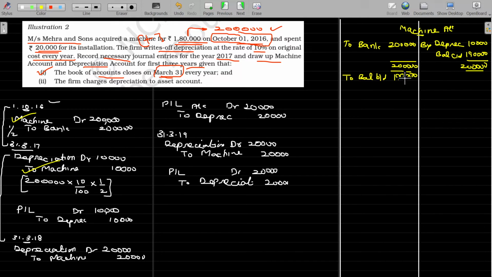In the second year again, we charge depreciation of rupees 20,000. So by depreciation, the value being 20,000. After subtracting, the value of the asset being 1 lakh 70,000 only. 20,000 is subtracted, now the value being 1 lakh 70,000. Balance carried down. To balance brought down, 1 lakh 70,000.